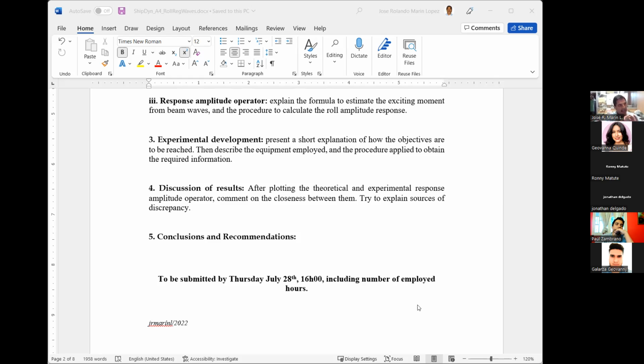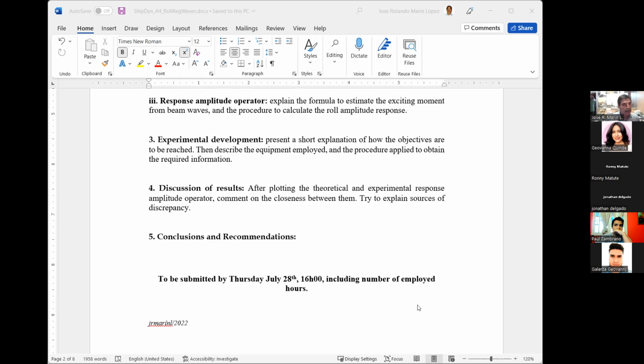In that case, the generation of the waves will be at constant frequency for 2 minutes. And you will be registering the oscillation of the model. With the register, you can determine the amplitude of the roll motion. The waves are being generated.